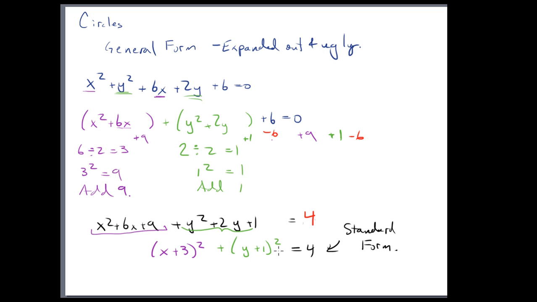So, how did we rewrite it in standard form? By completing the square twice. And what's the radius? The square root of 4 is 2. So the radius here is 2, and the center would be at (−3, −1).